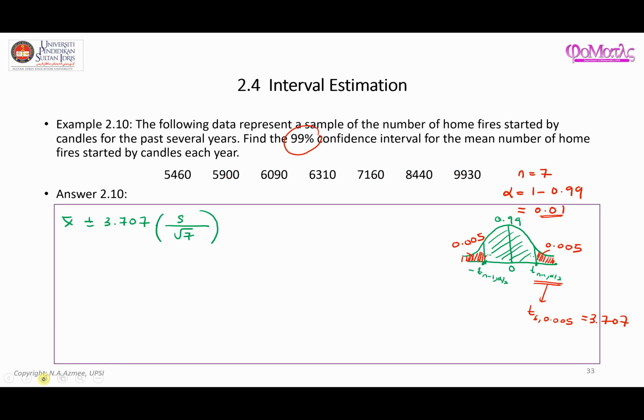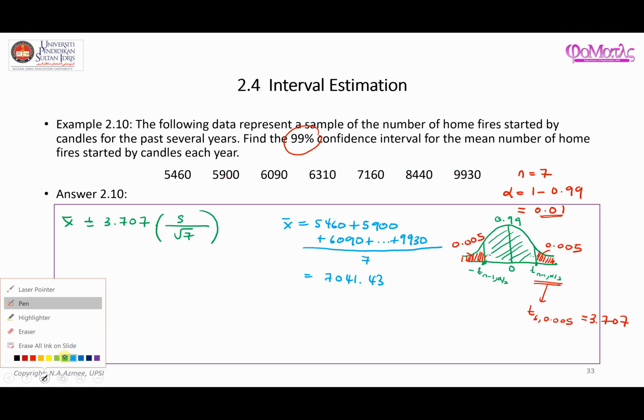For x bar, it is very straightforward. You just need to add up all these values here. For example, 5460 plus 5900 plus 6090 plus and the remaining values, up to 9930, over 7, and you should be able to get 7041.43. That's the value of x bar. Next is the value for s squared, or s.